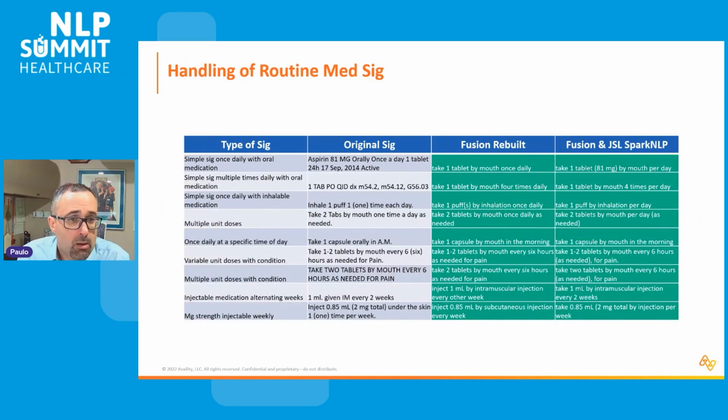And so let's talk about the type of SIG. And so these are routines. And so you could see by and large, when it was simple things like take 1 prescription daily, if there was multiple unit doses, like 2 tablets, if it was variable dose or variable frequencies, even, to some extent, conditional things like as needed for pain, both the Fusion rebuilt and the Fusion with the John Snow Labs Spark NLP actually did really, really well on these prescriptions. And you can see the green color actually represents that.